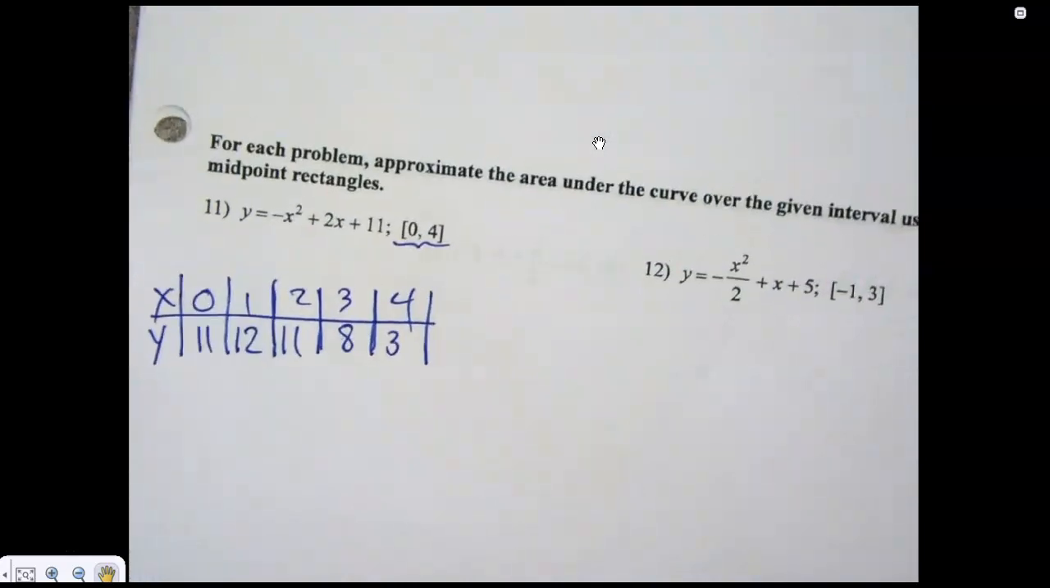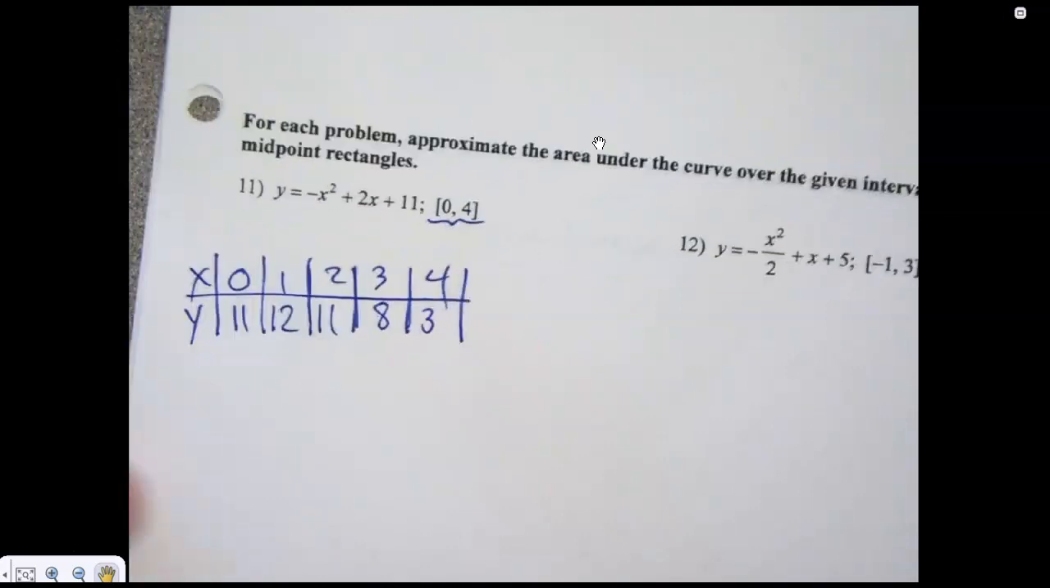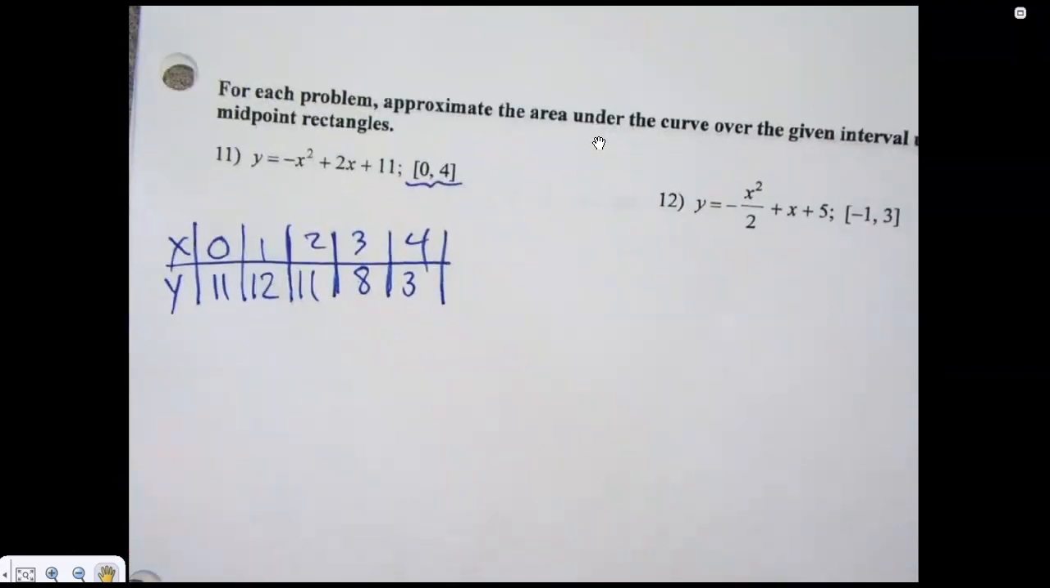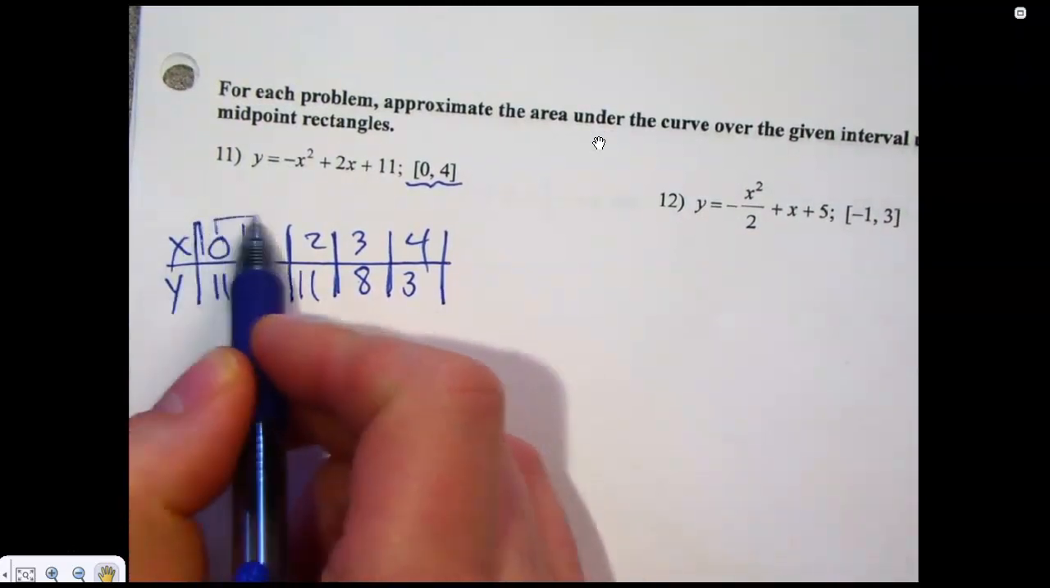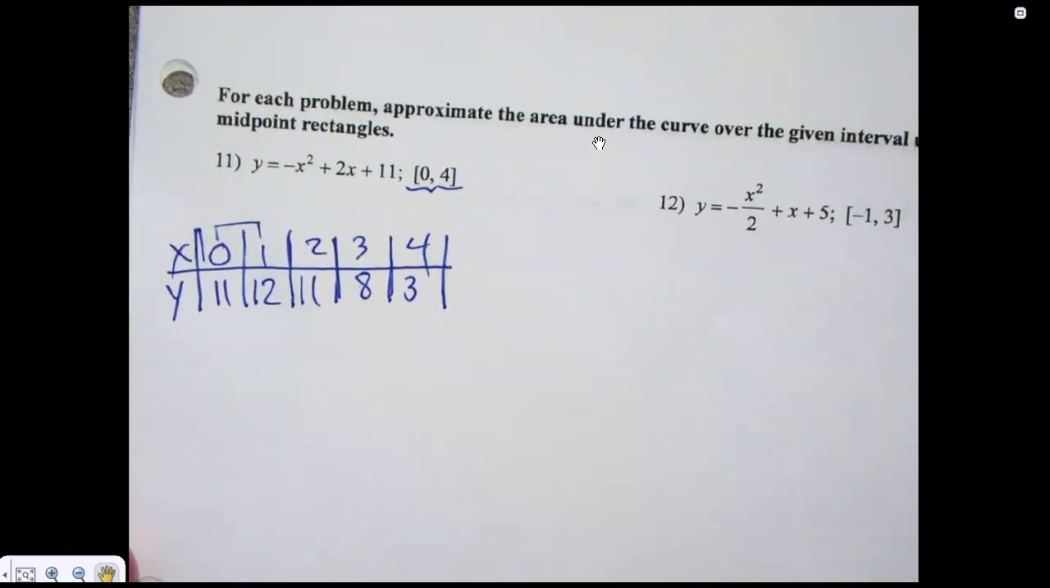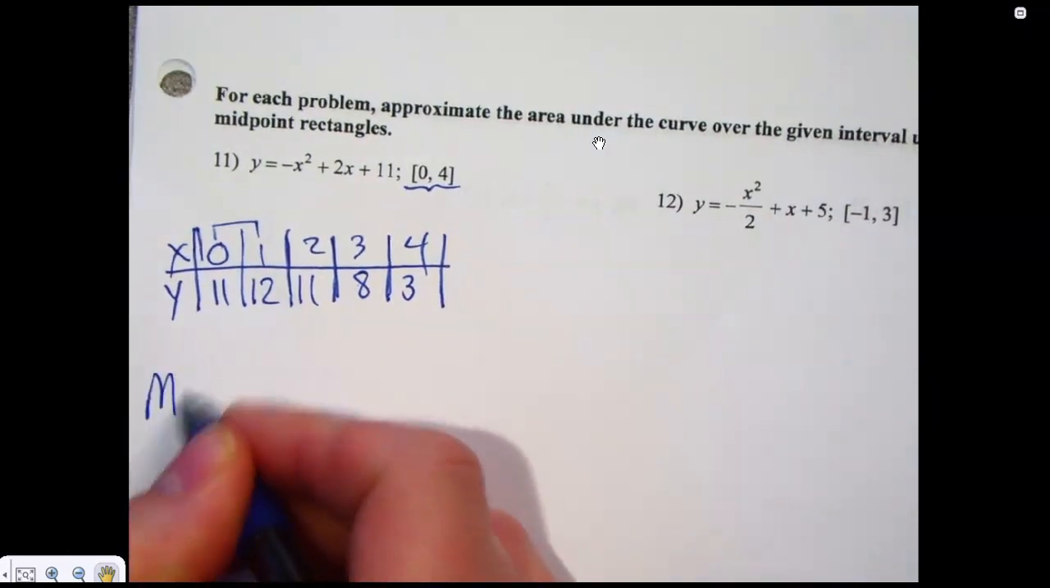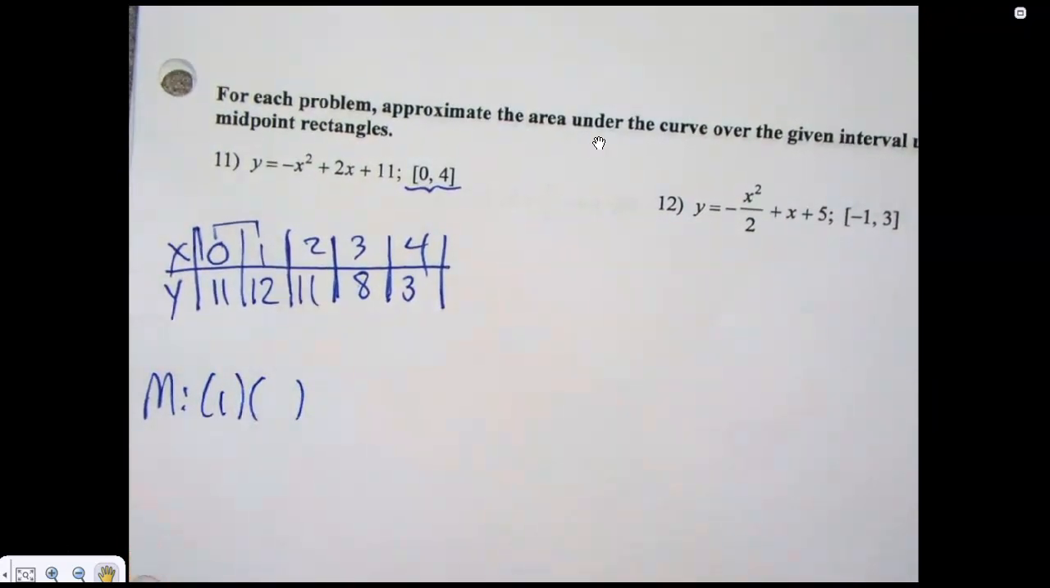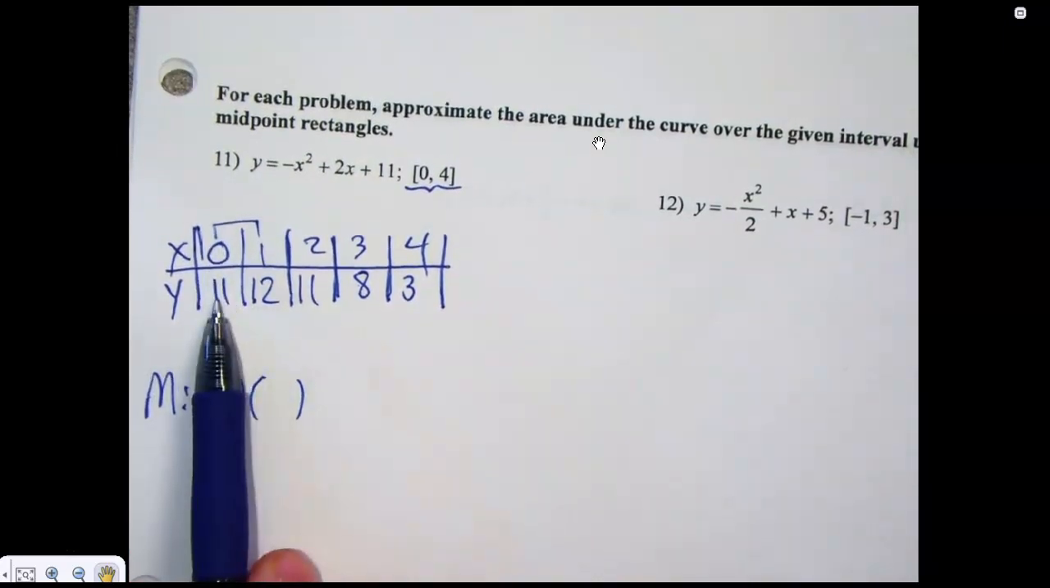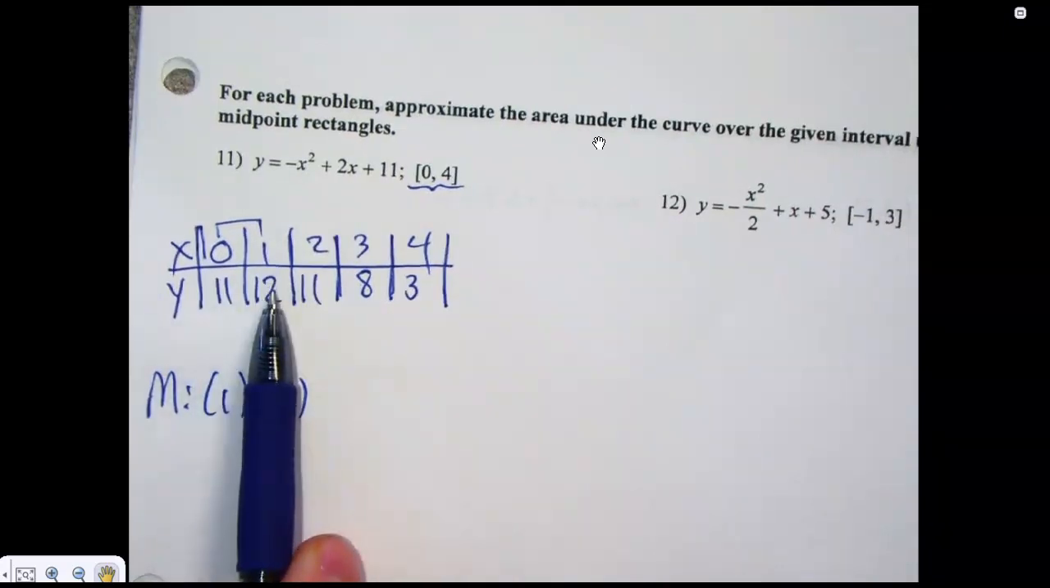You can get your calculators out if you want, because you're going to need this. It gets annoying. So yeah, you might need calculators for this. For the midpoint, I'm going to look at this first rectangle. The first rectangle on this graph is between 0 and 1, right? What's the base of that rectangle? What's the distance between those two x values? It is 1. But for the height, I go by the y value at the midpoint, not the y value at the left hand point, which would be 11, or the right hand point, which would be 12.